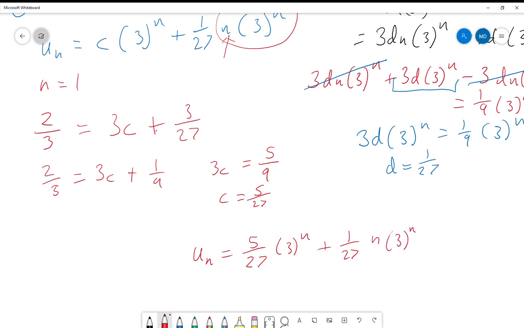Or we can simplify it quite nicely. Factoring out the 1/27, we get un is equal to 1/27, and we've got 5 here plus n here, 5 plus n, 3 to the power of n. And that is our final solution to this problem.